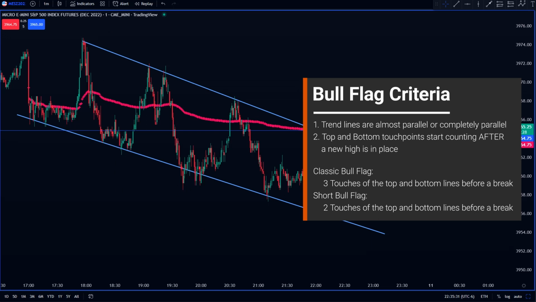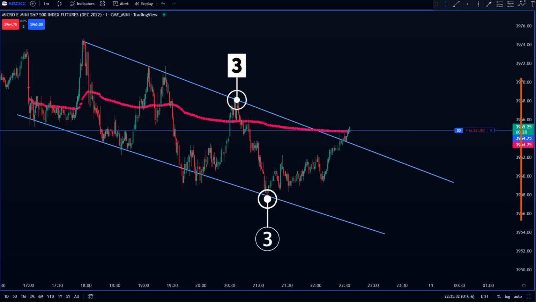Note there are 2 types of bull flags. A classic bull flag, which has 3 touches of the top and bottom lines before a break, and a short bull flag, which only needs 2 touches of the top and bottom lines before a break. We note that the price does not break on the 3rd touches, so we're in a classic bull flag.